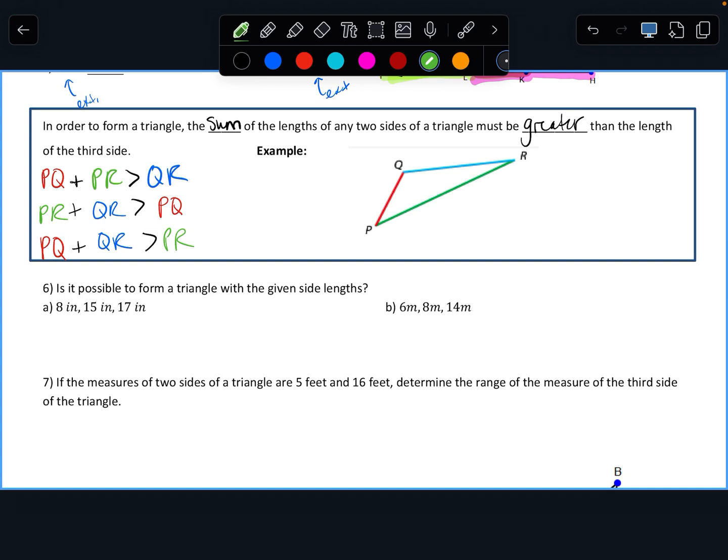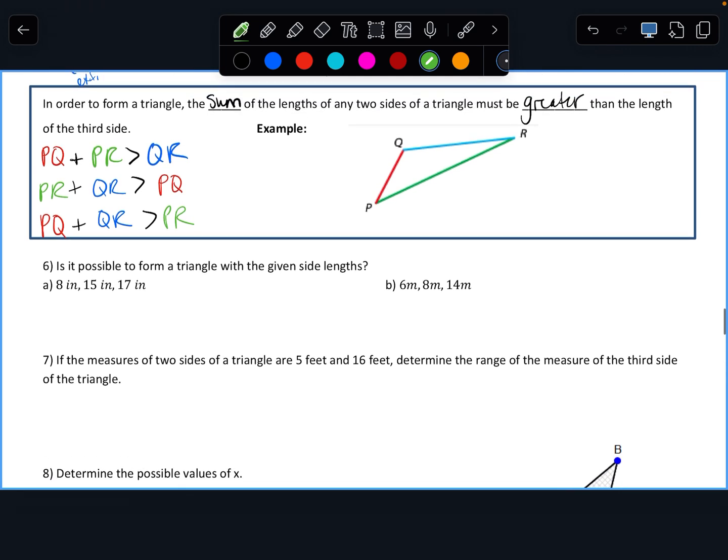So for part A, this is the legit way to do it, and I'll show you the cheaty way after. What you would do is check that 8 plus 15 is greater than 17. And you're like, I wonder. Yep. So you do a little check, and then you try every combination. I wonder if 15 and 17 is greater than 8. I think so. And what's the last one? 8 and 17, red and blue, I didn't do yet, is greater than the green one, 15. And you're like, yeah, duh. So this one would be yes. That's the official way to prove it.